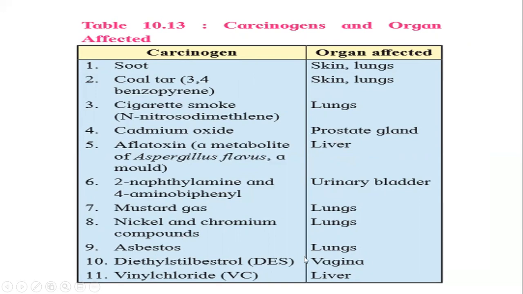Then diethylstilbestrol, with the ES, which causes cancer of the vagina. Okay. Then vinyl chloride, it causes cancer of the liver. So carcinogens with their organs affected, you have to write this chart in your notebooks.